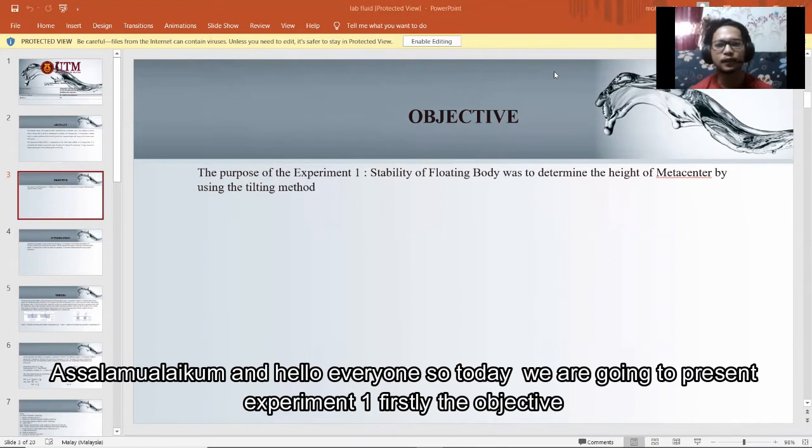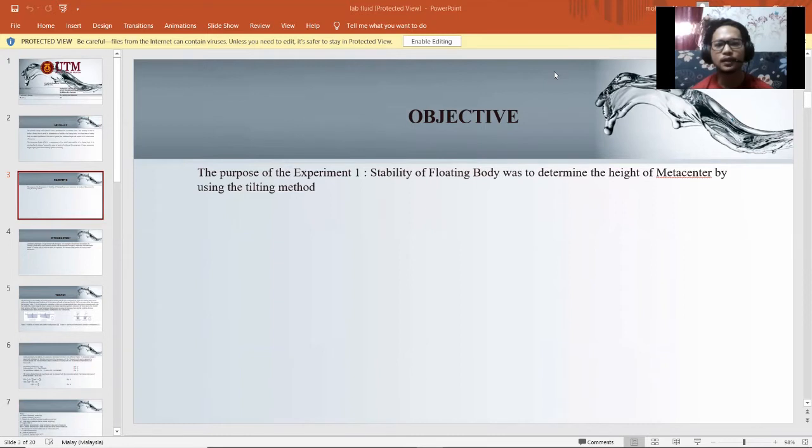Firstly, objective. The purpose of experiment 1, stability of floating body, was to determine the height of metacenter by using the tilting method.